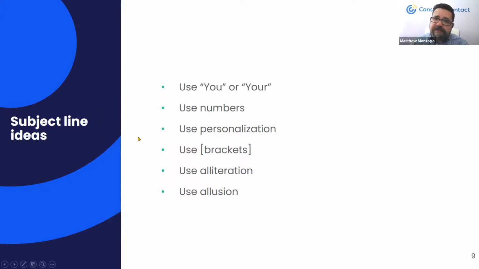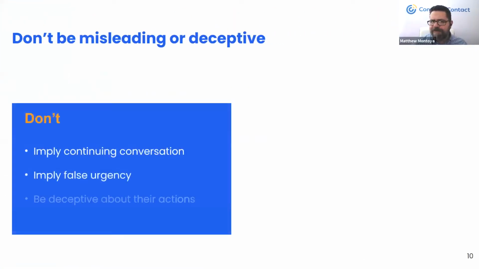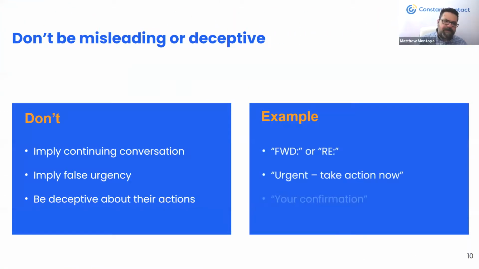So let's talk about some things not to do. And I doubt this would be very common in your industry, but we'll talk about it. Don't imply a continuing conversation. I bet you've seen emails like this, and they're very frustrating. Using the forward or response or reply, like you see there on the right-hand side, just frustrates people and is going to increase the number of people that unsubscribe and mark you as spam. It's a dirty trick, and it's not really a very smart thing to do.